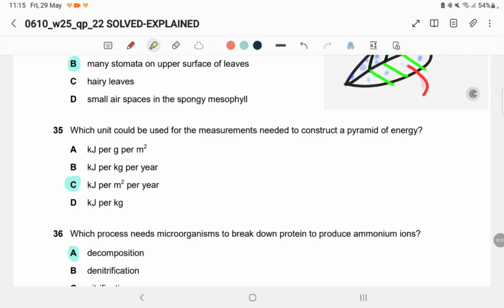Which unit could be used for measurement needed to construct a pyramid of energy? Looking into your notes, for a pyramid of energy, of course, it's kilojoules per meter square per year. You need the per year. It's not per kilogram, because you already said kilojoules, and we are not measuring the mass of the animals. We are measuring the kilojoules per meter square of animals per a whole year. In one whole year, how much is the consumption of energy?